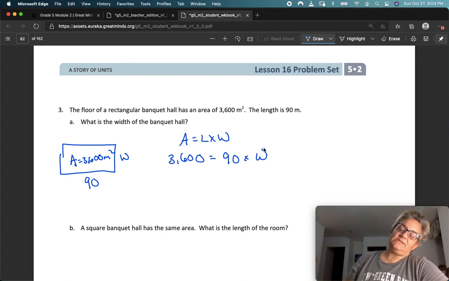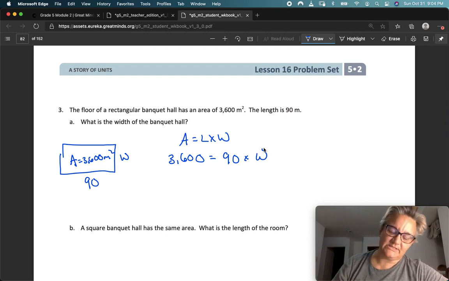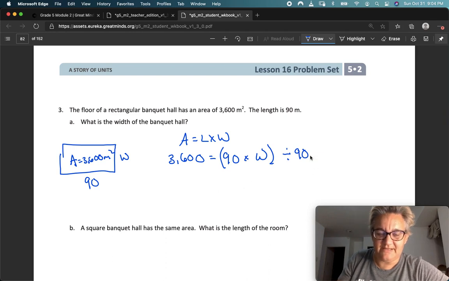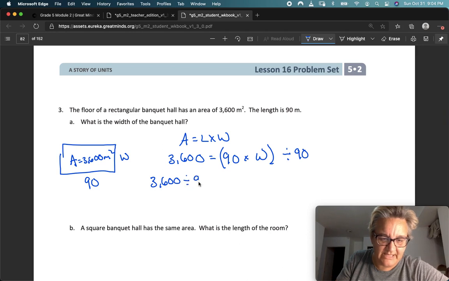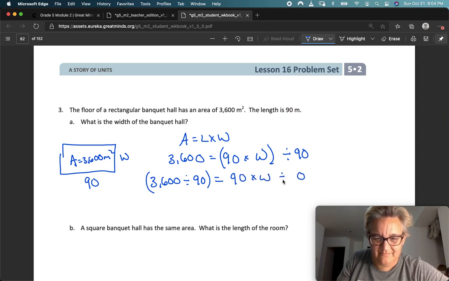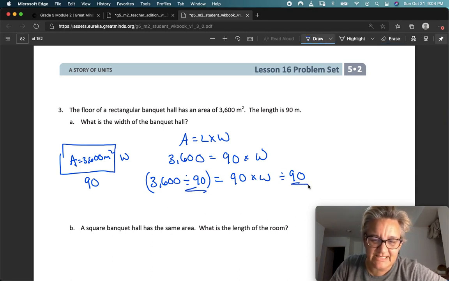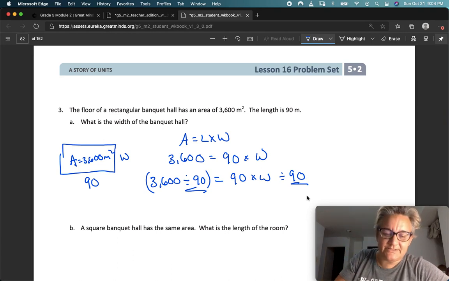What we don't know is the width. Okay. So whatever I do to the right, I can do to the left. What I'm going to do here is I'm going to take this number and I'm going to divide it by 90. And if I do that on the right, I have to do it on the left. So 3,600 divided by 90. Okay. I'm actually going to erase it up here so you can see the original. All right, so do you see what I've done? On this side I divided by 90, and this side I divided by 90. Now all I need to do is do my math, right?